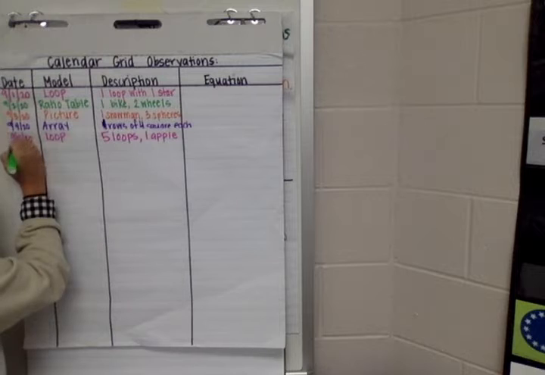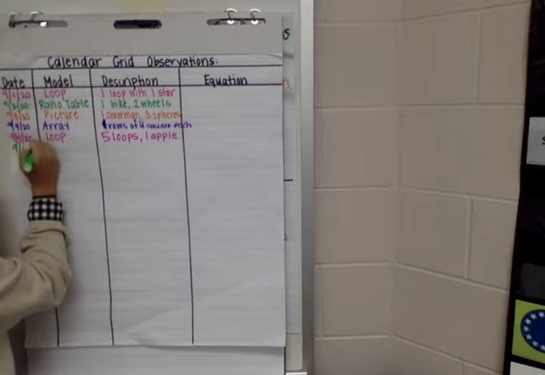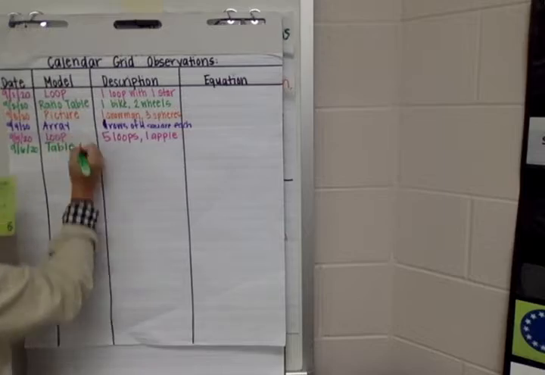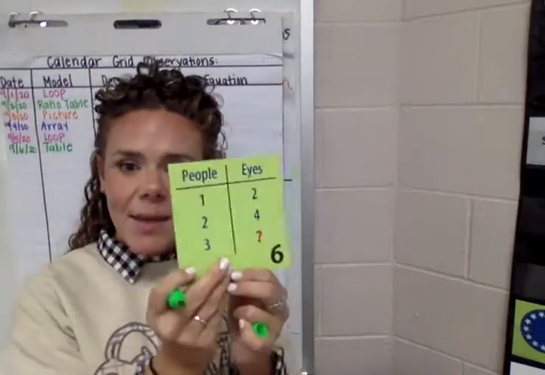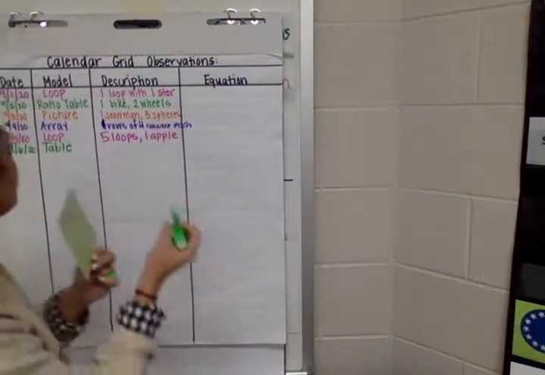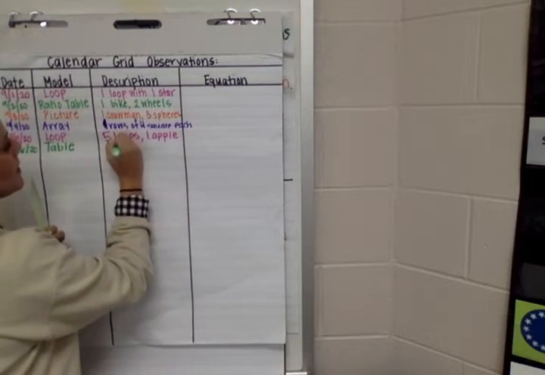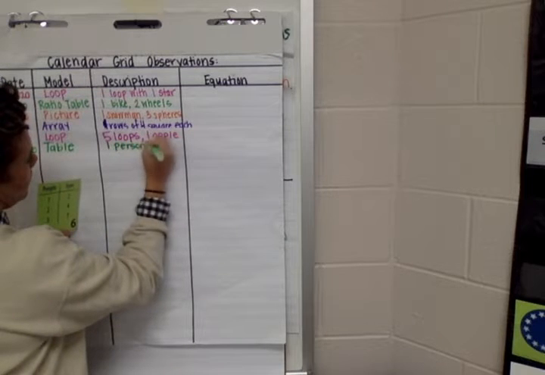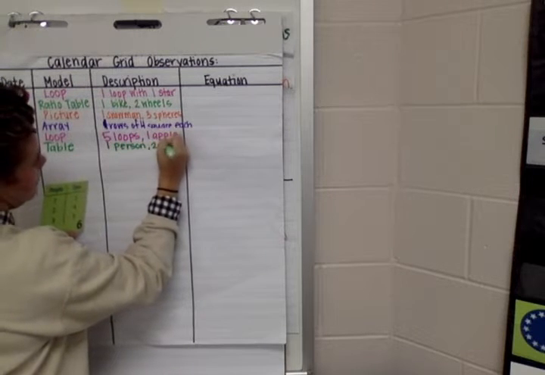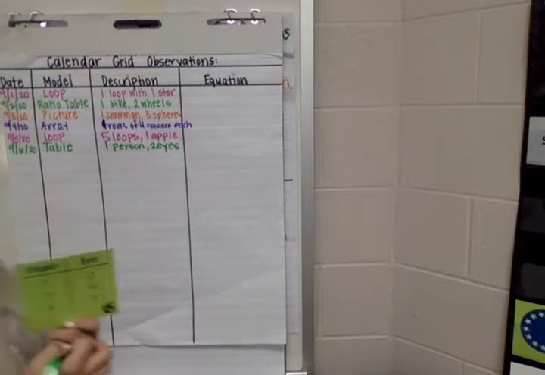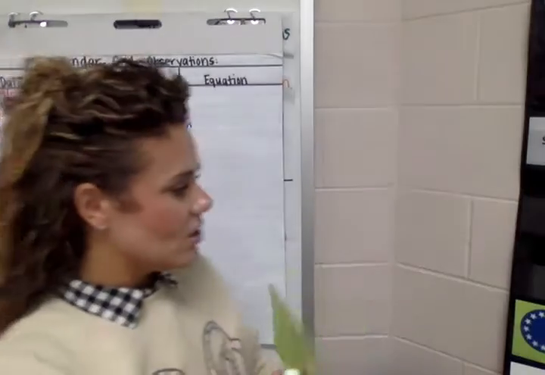For 9/6/20, we have a table. And our table is 1 person for 2 eyes. Man, that follows that original pattern up here. I'm not sure what's going on. Let's look at Monday.